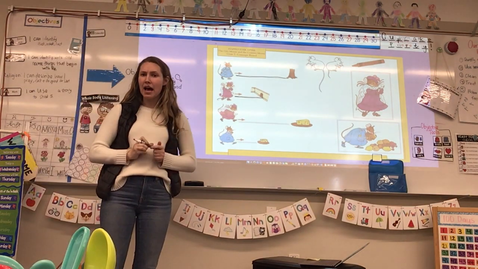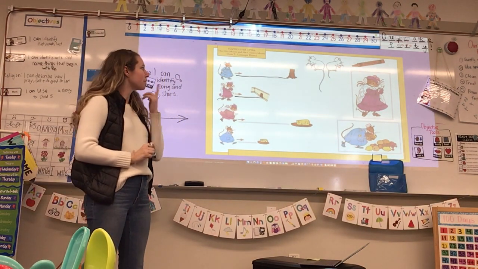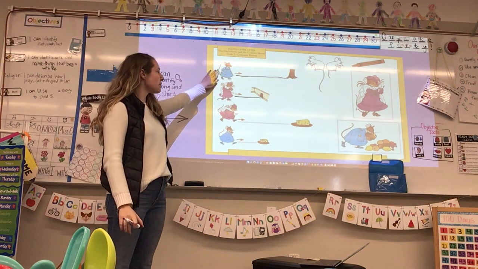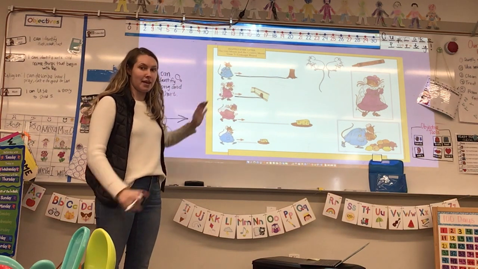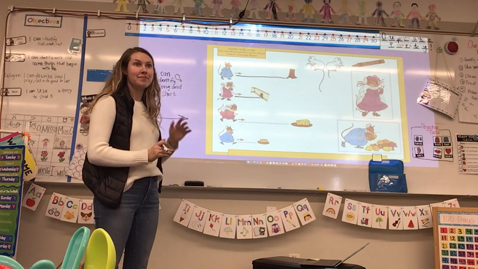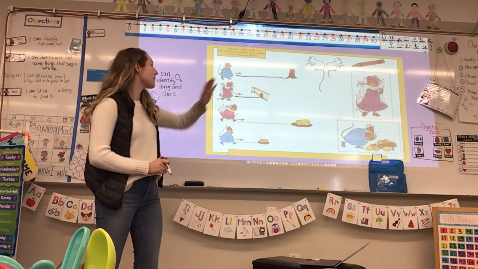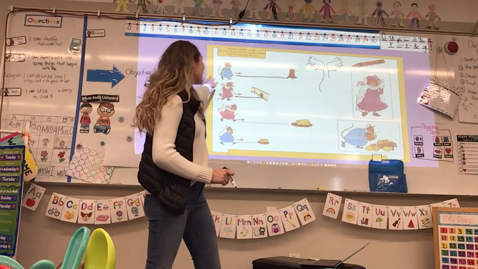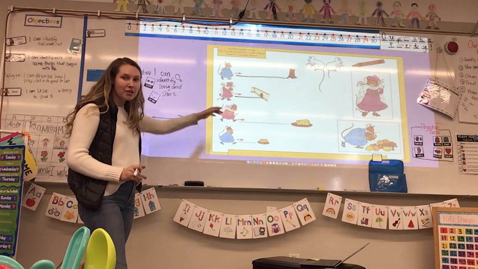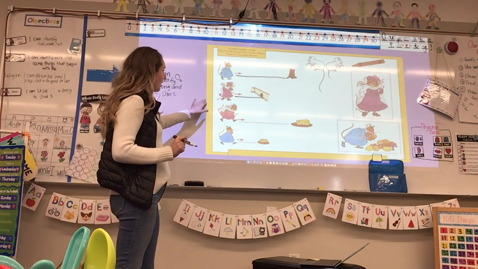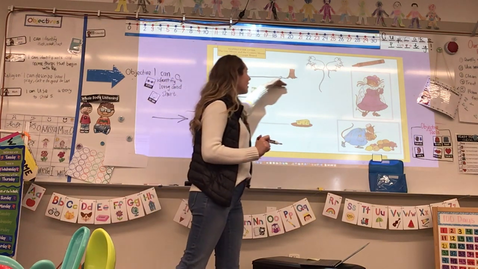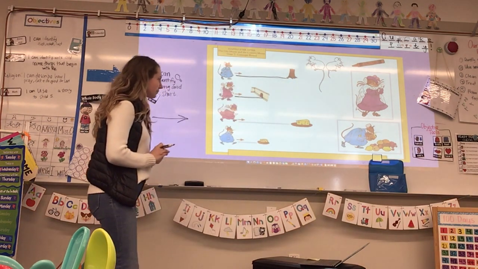Now, which mouse had a longer path home? Which line looks longer? The country mouse's line or the city mouse's line? The city mouse. No, not the city mouse. The country mouse. The country mouse took a longer path home. The city mouse took a shorter path home. So we drew a shorter line for the city mouse and a longer line for the country mouse.